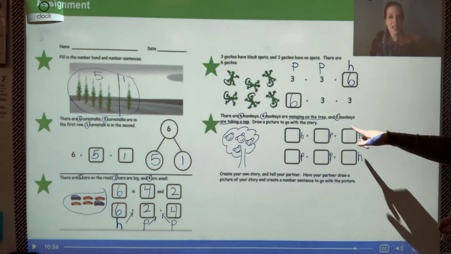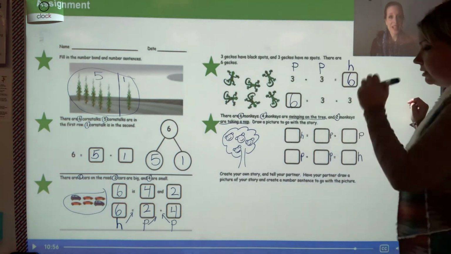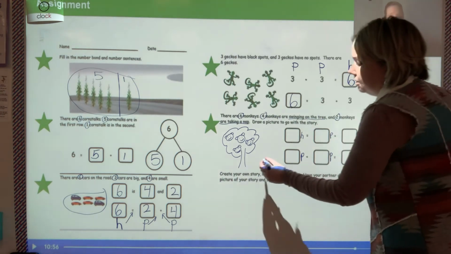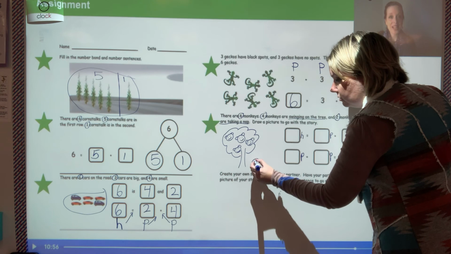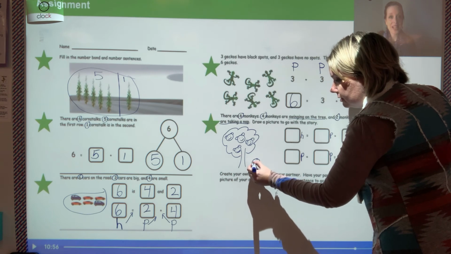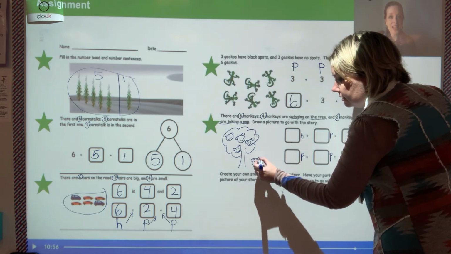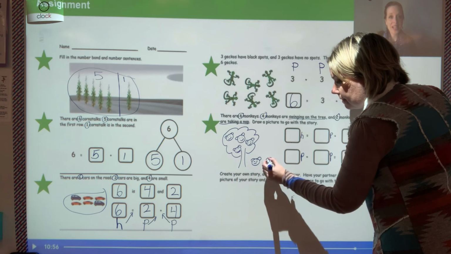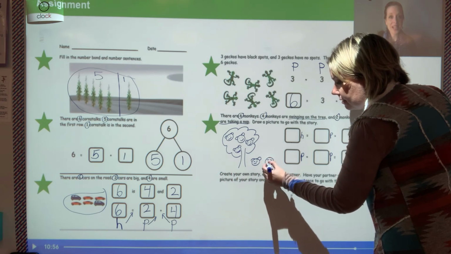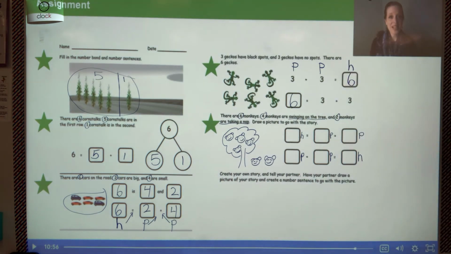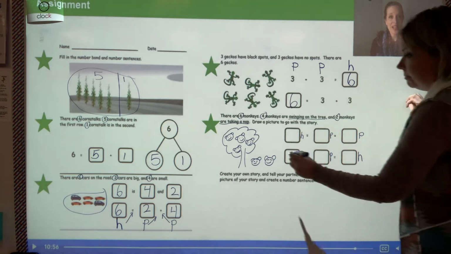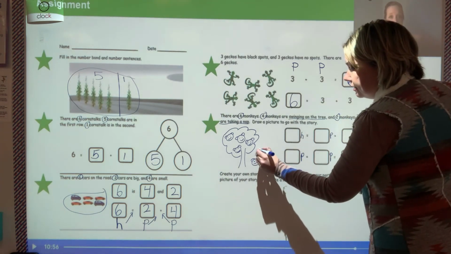And 2 monkeys are taking a nap. Oh my goodness. Well, I'm going to put them on the ground if they're taking a nap, and maybe I'll draw them with their eyes closed. Like this. Two monkeys are taking a nap. Maybe I'll even put some Z's.